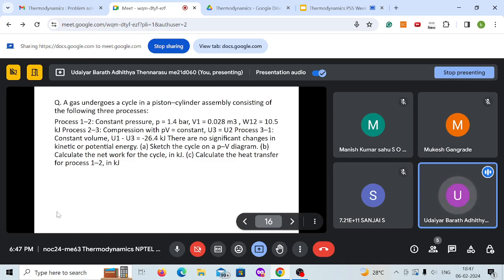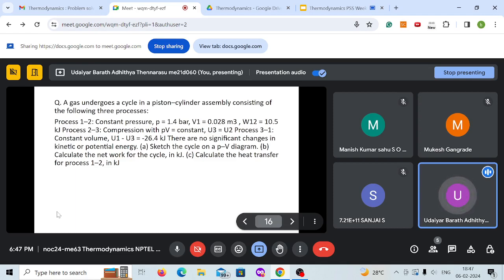There they are saying that internal energy U3 and U2 are constant. So you see U3 equals U2, you write the change in internal energy is 0. Internal energy change being 0 is nothing but your delta T is 0. So your temperature is constant, so that will be an isothermal process. That's what I am saying: compression with PV equals constant is an isothermal process.